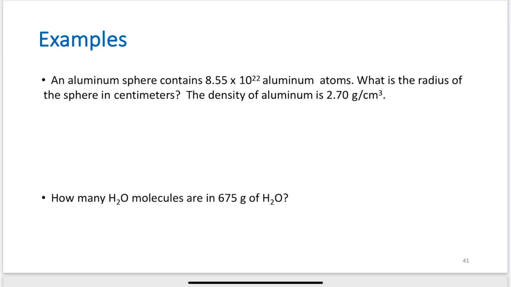First up, an aluminum sphere contains 8.55 times 10 to the 22nd aluminum atoms. What is the radius of the sphere in centimeters? The density of aluminum is 2.70 grams per centimeter cubed.